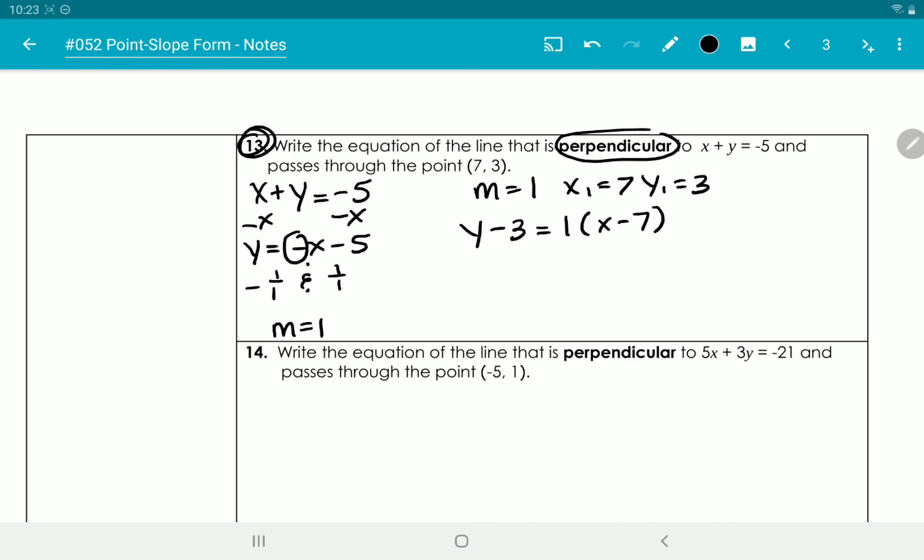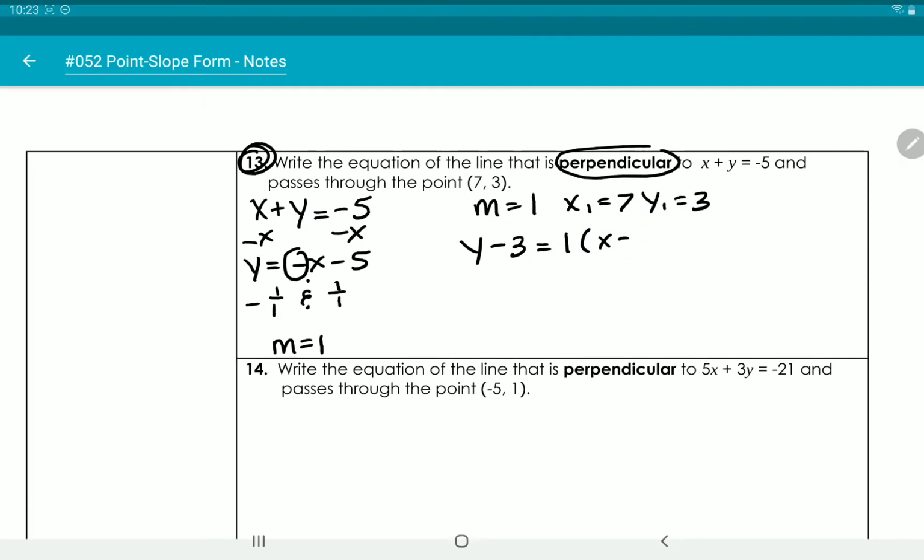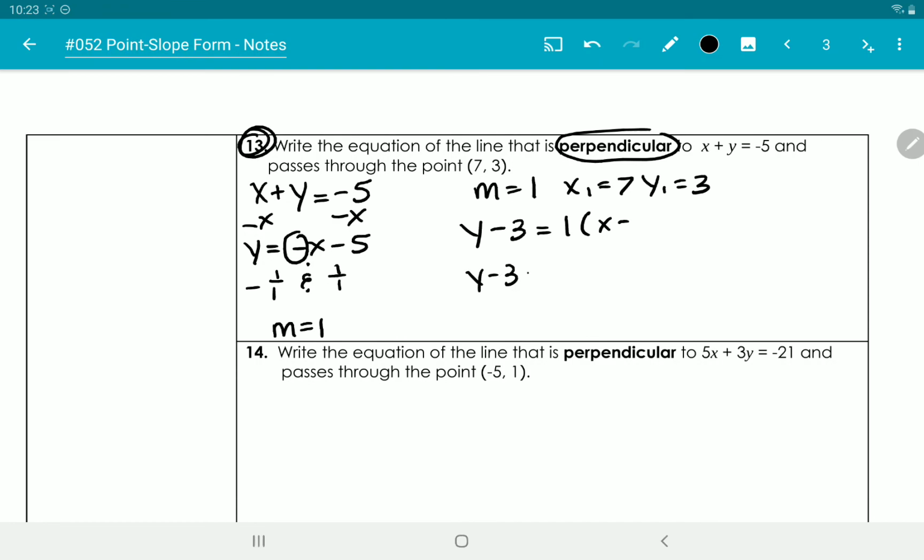And now we have to just solve for y. So we'll multiply this 1 out, distribute it, giving us that y minus 3 is equal to x minus 7. And then if we just add 3 to either side, we're going to get y is equal to x minus 4. And that is going to be the answer.